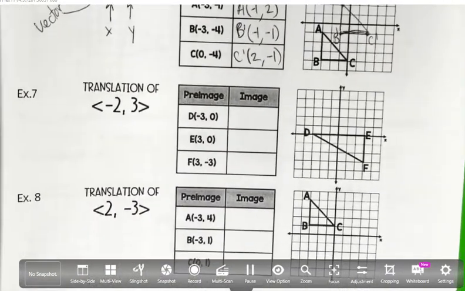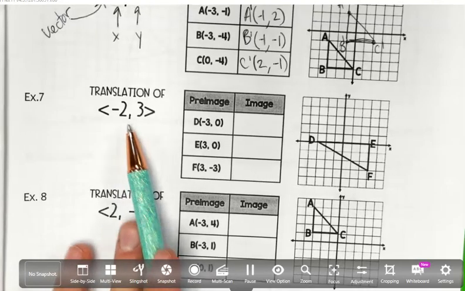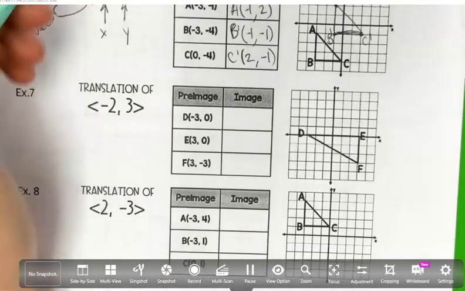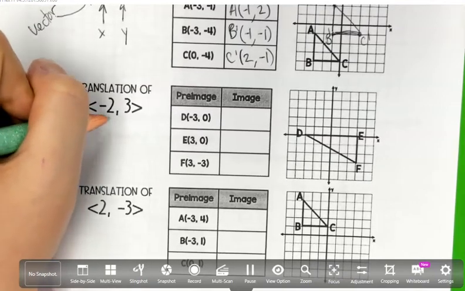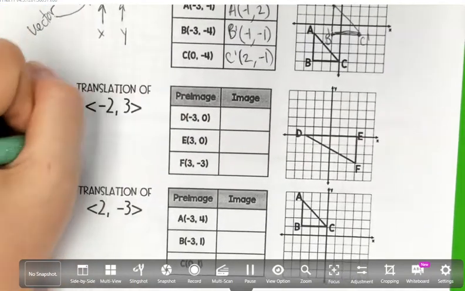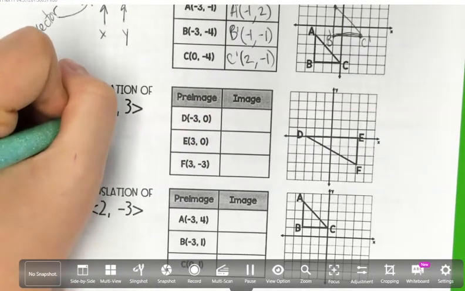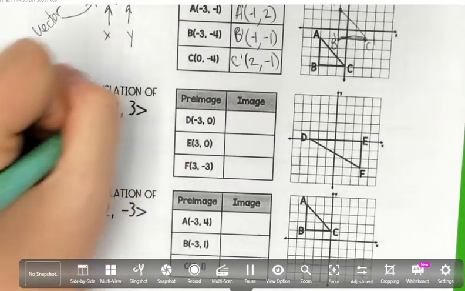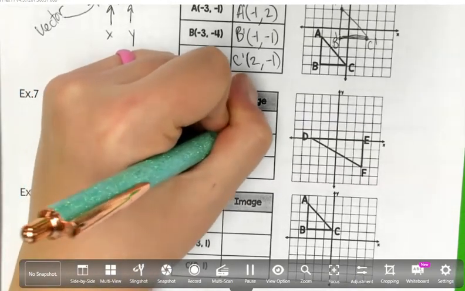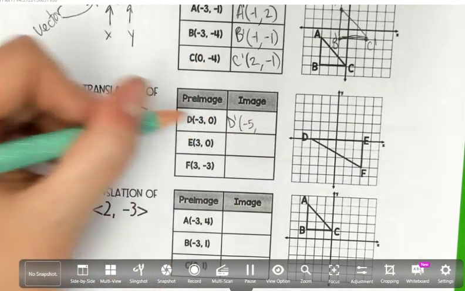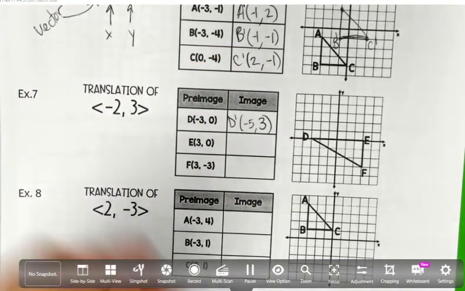All right, we're going to go through and do all of these. So translation of negative 2, 3. All right, this is a little bit different. So now instead of adding a 2, we are going to add a negative 2. So negative 3 plus a negative 2 would be negative 5. So D prime is negative 5. And then 0 plus 3 is 3.